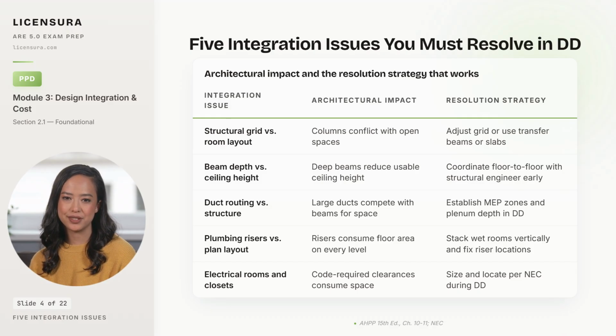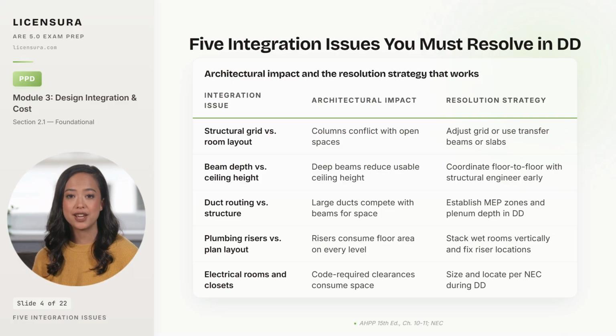Plumbing risers consume floor area on every level they pass through. Resolve by stacking wet rooms vertically and fixing riser locations in DD, because moving a riser in CDs means redrawing every floor above and below. And electrical rooms and closets have NEC required working clearances that consume real floor area. Size and locate them in DD against the code, not against optimism.